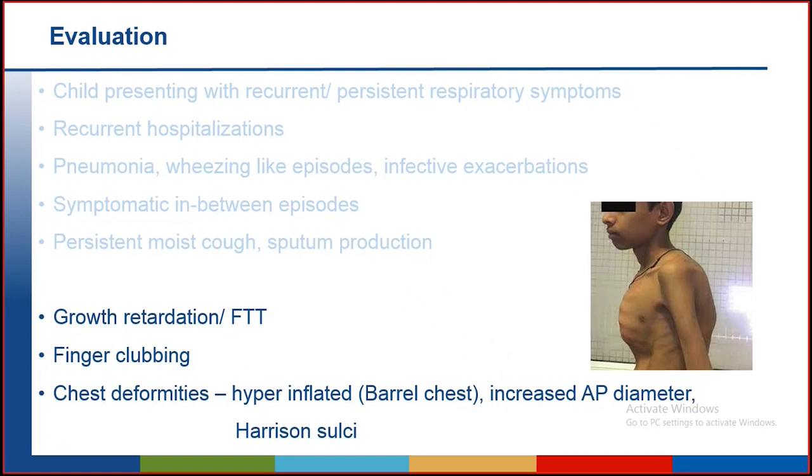So if a child presents with these chronic symptoms as well as physical evidence of chronic lung disease or chronic respiratory involvement, then we have to consider further evaluation of these children.